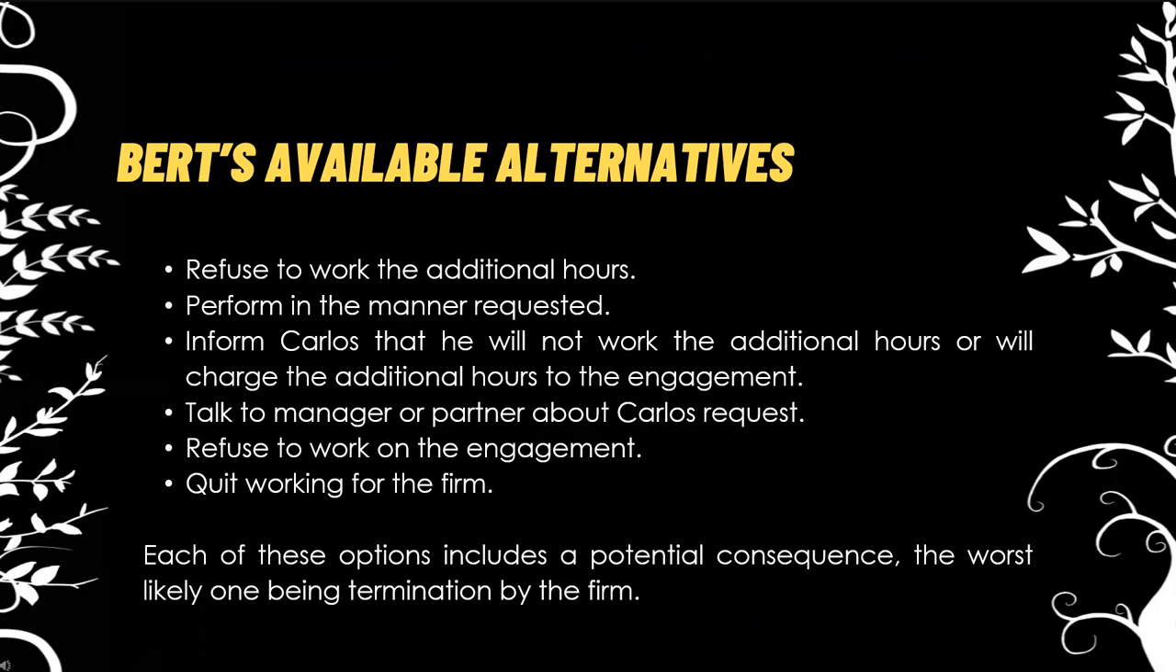BERT's available alternatives are the things you can do about the situation. BERT can refuse to work the additional hours or perform the things Carlos requested. BERT can inform Carlos that he will not work the additional hours or ipapabayad niya yung additional hours na ilalaan niya to the engagement. BERT can also talk to manager or partner about Carlos' request, or BERT can refuse to work on the engagement, and lastly, he can quit working for the firm. Sa mga alternatives na provided, each of these includes potential consequences. For BERT, kailangan niyang i-analyze lahat yan at piliin yung pinakamay konting effect doon sa career niya.